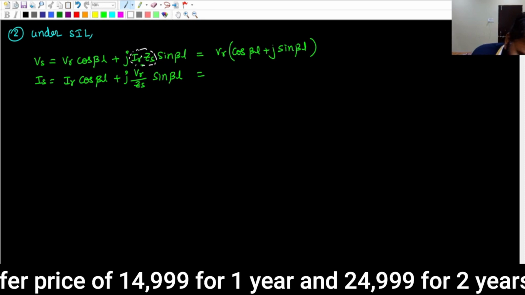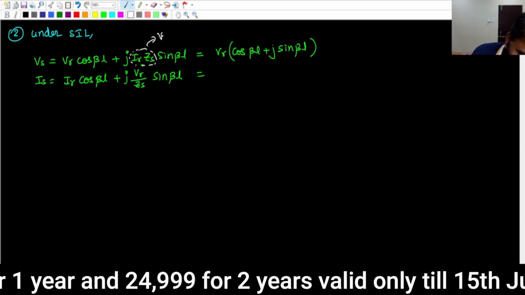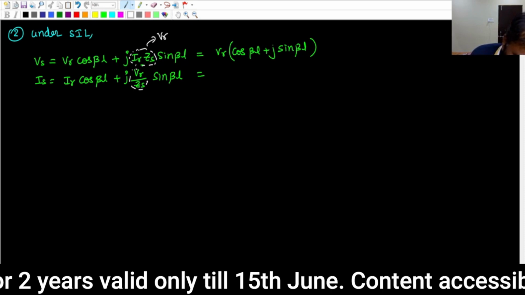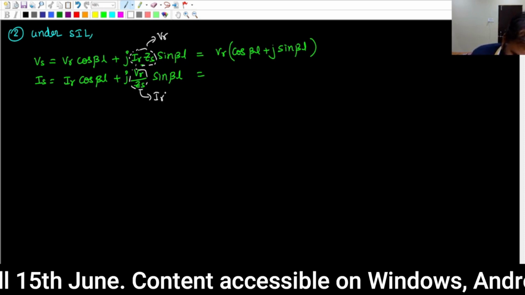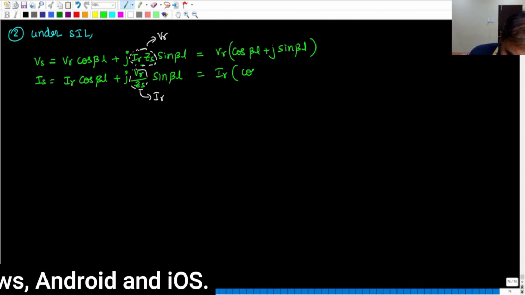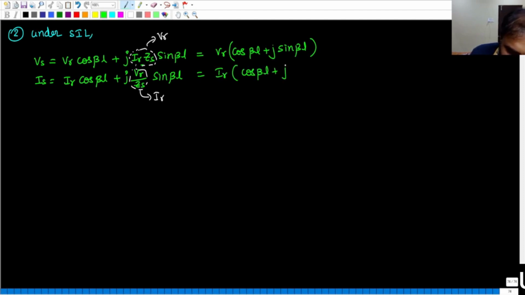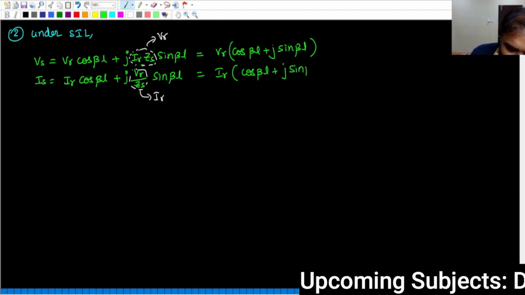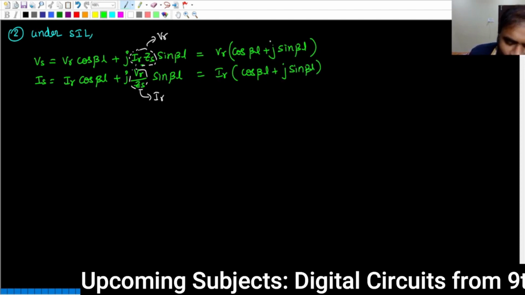VR by ZS is what? IR. Now, if that is the case, I can take IR common. Then I get cos beta L plus j sin beta L. Now tell me, what is the magnitude of cos beta L plus j sin beta L?